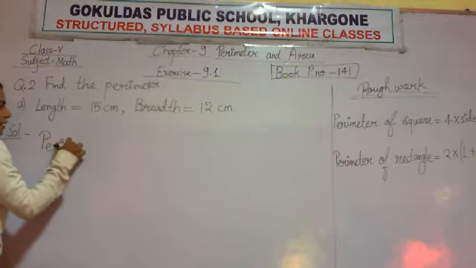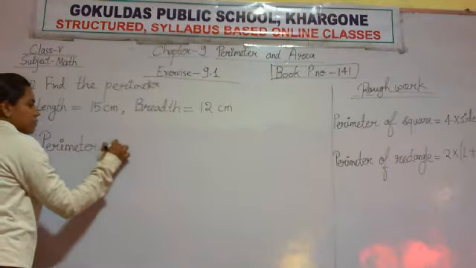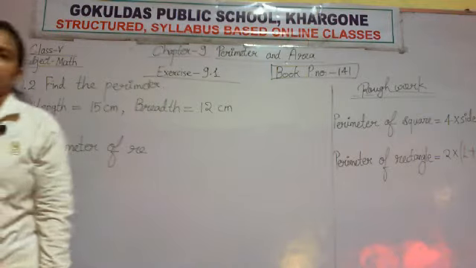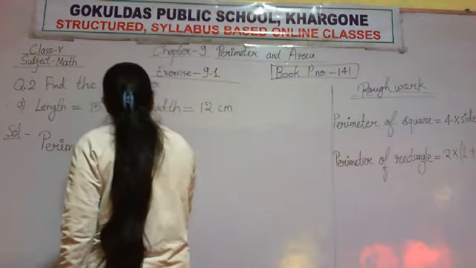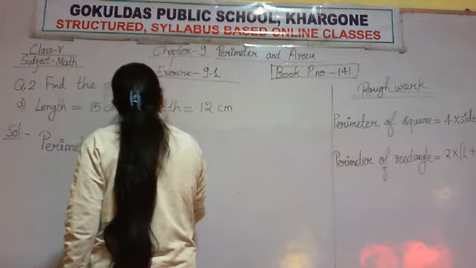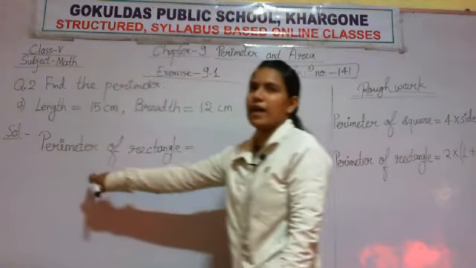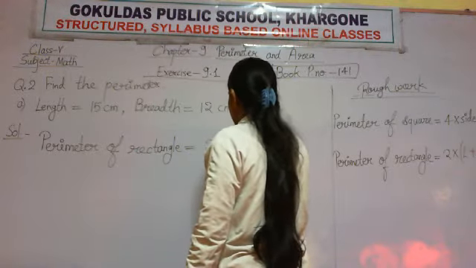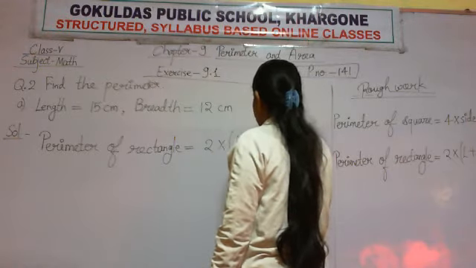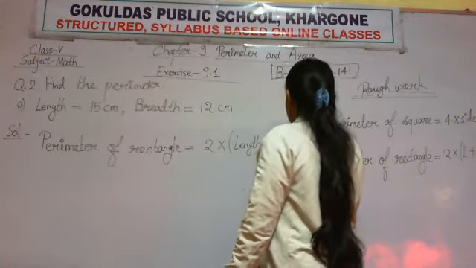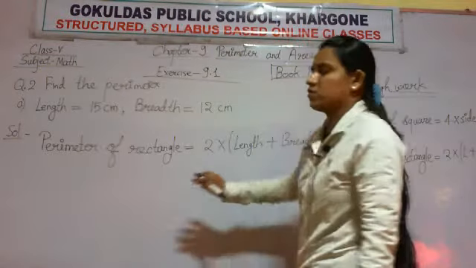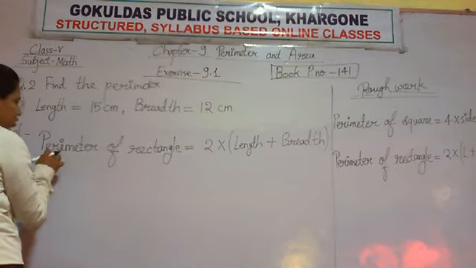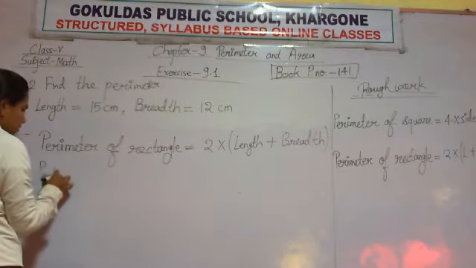So perimeter of rectangle. If length and breadth are given, then you will use perimeter of rectangle. So as the formula, perimeter of rectangle is equal to 2 multiplied by length plus breadth, right? It is the formula. So we have written the formula. Now again copy down perimeter of rectangle as it is.